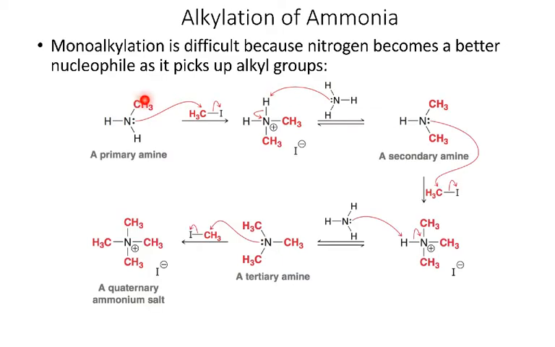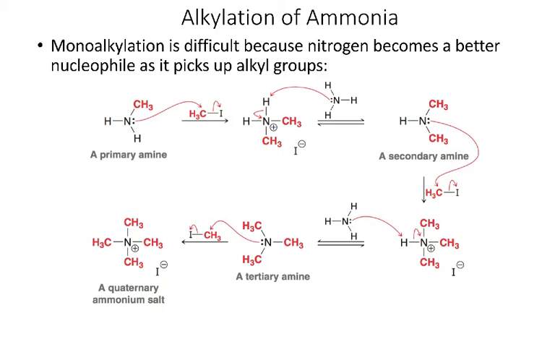So we've made the primary amine on the previous slide. Ammonia is a good nucleophile, but when I put an electron donating group on the nitrogen, that makes the resulting primary amine an even better nucleophile than the ammonia that we started with. So if the ammonia was going to be willing to undergo an SN2 reaction, the primary amine that we made is going to be even more willing to undergo an SN2 reaction. So we're going to put a second methyl group on. Then the ammonia will come in and deprotonate it to give us our secondary amine.